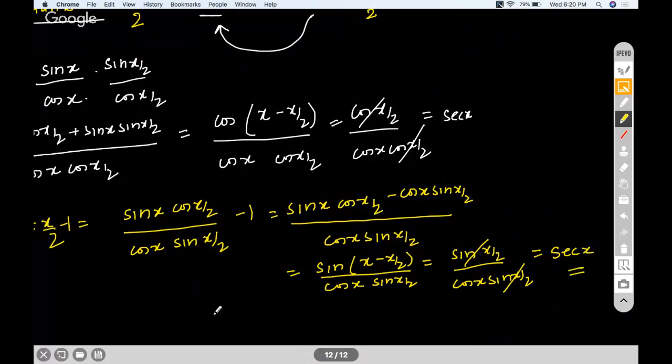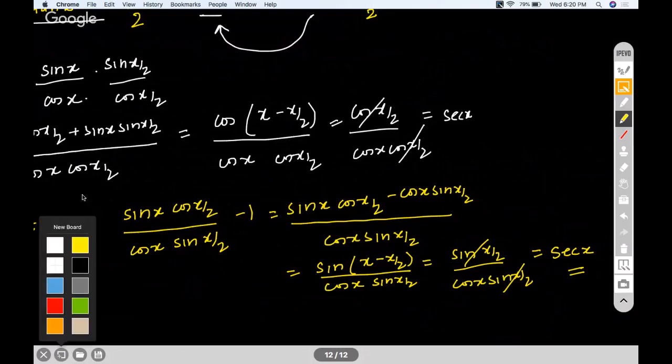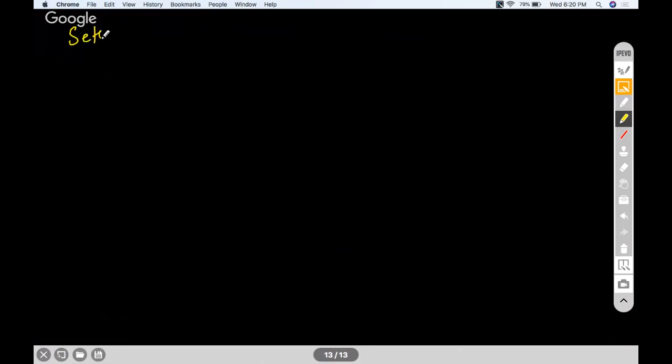Right? Quite easy problem. Now let us talk about sets for the time being. In sets, basically, the following concepts are important. First of all, you need to know what is a set. Because they can give you a question as to whether that particular collection of objects is a set or not.